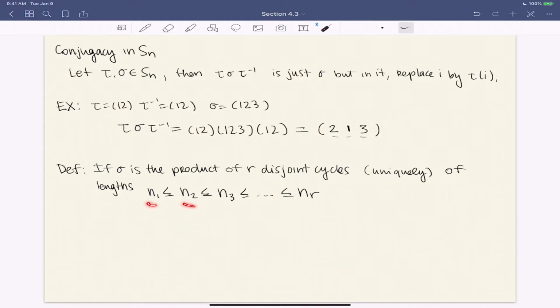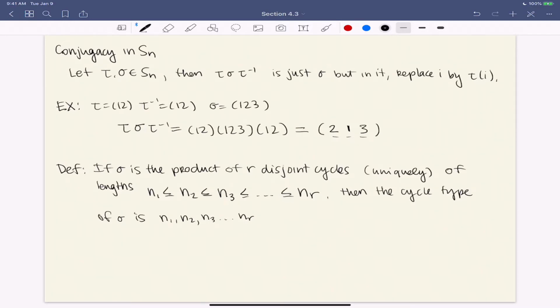Or if there's two cycles, I put them next to each other in whatever order I want. I just list little cycles, bigger cycles, and the biggest cycle, and I record their lengths, like 2, 2, 3, 4, 5, 5, whatever. That would be a huge permutation, but that happens. Then the cycle type of sigma is N1, N2, N3, up to NR. And that's what I referred to as the shape before.